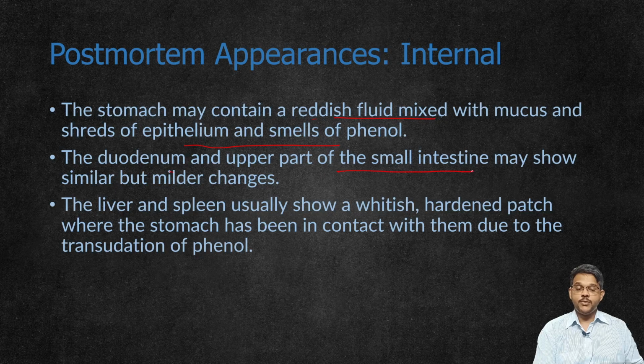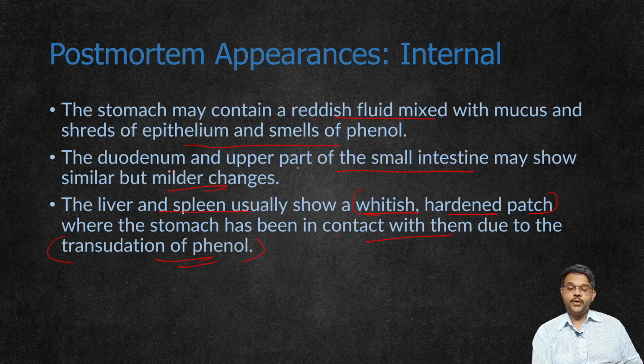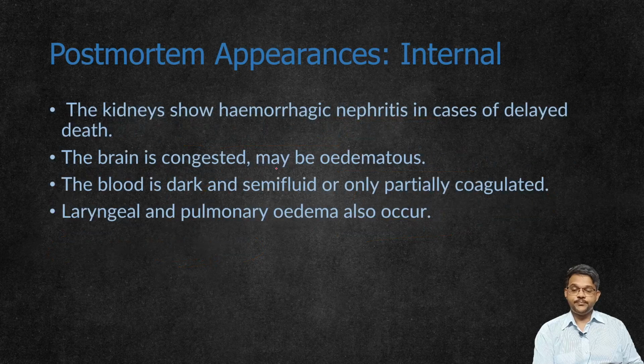Duodenum and upper part of small intestine may show similar but milder changes, hence some part may be eliminated. The liver and spleen may show whitish or hardened patch. If the stomach is in close contact with the liver and spleen, then the carbolic acid can cause whitish or hardened patch due to translation of phenol. So since the phenol can translate from the stomach to other organs, it can cause whitish to hardened patch corrosion in the liver and spleen.